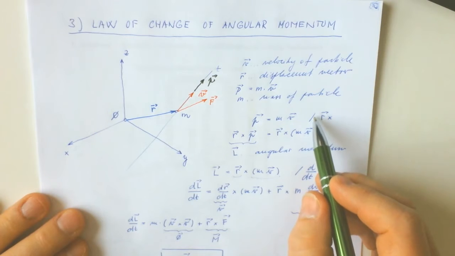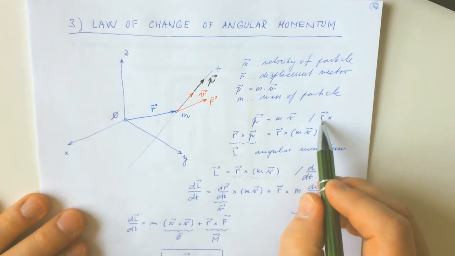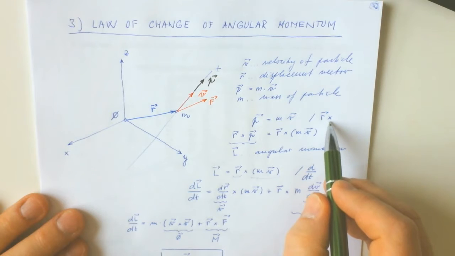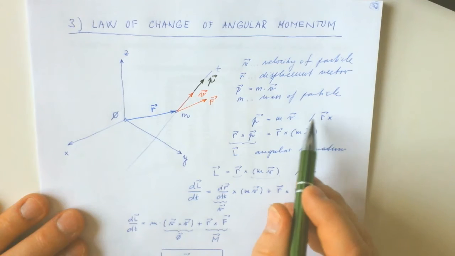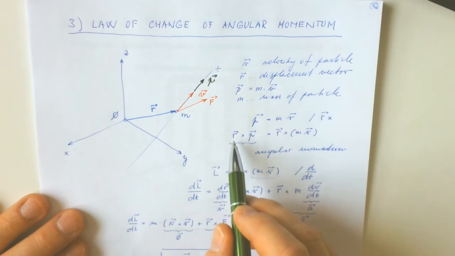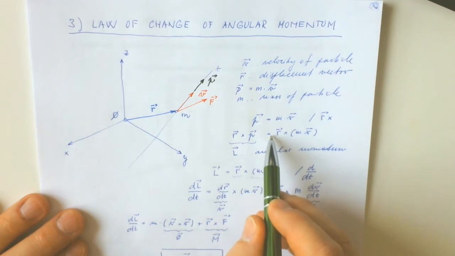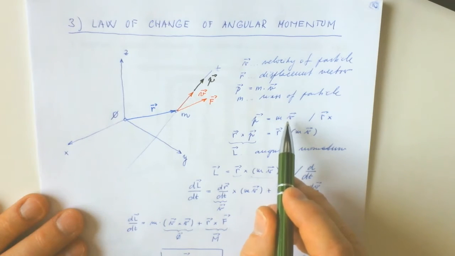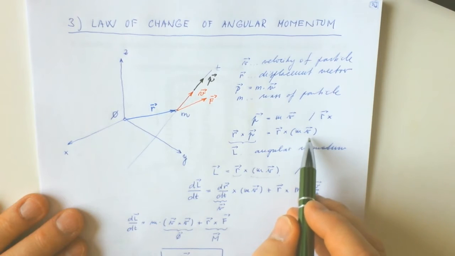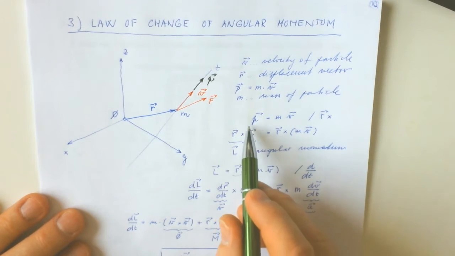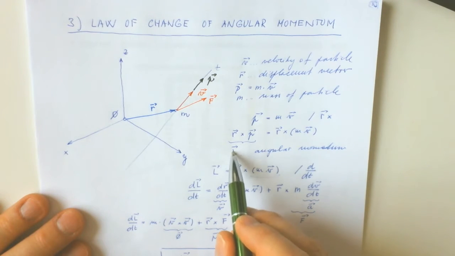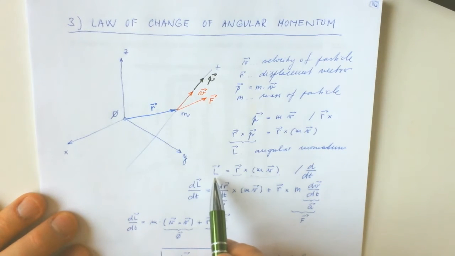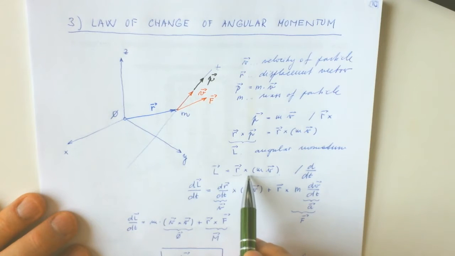If we multiply this equation by the displacement vector from the left side using vector multiplication, we get this equation. We multiply the left side, it is r by p, and we multiply the right side, r by this right side. And this is a new physical quantity we call angular momentum, and we use the letter L for this, and it is a vector. So we can write that angular momentum is equal to r by momentum.